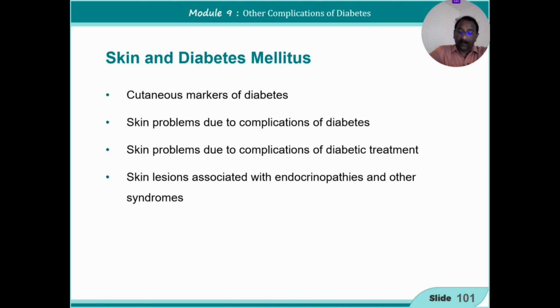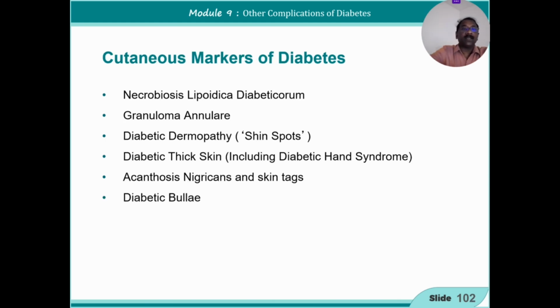It helps you as a diagnostic marker to know whether the patient is having insulin resistance or not, like acanthosis nigricans or skin tags. So these are all the cutaneous markers: necrobiosis lipoidica diabeticorum, granuloma annulare, diabetic dermopathy, shin spots, diabetic thick skin, including diabetic hand syndrome, acanthosis nigricans and skin tags, and diabetic bullae. So whenever you see these things, these are the markers of diabetes.